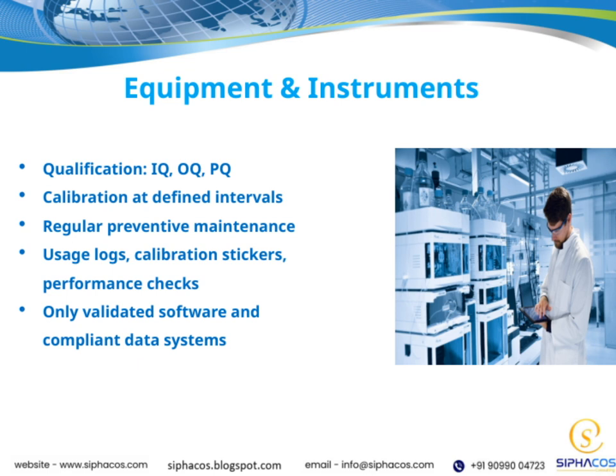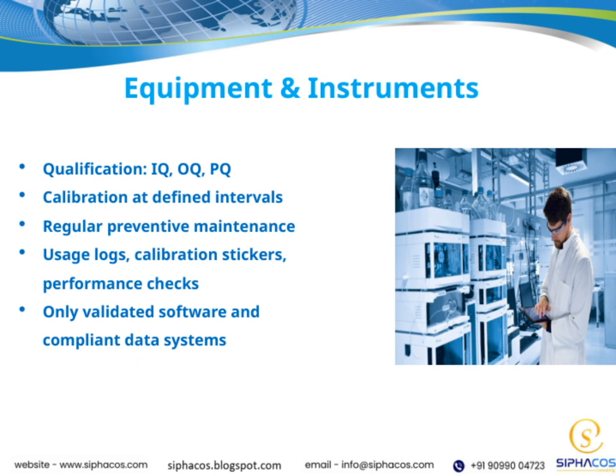Next, calibration at defined intervals is crucial. Regular calibration keeps our measurements accurate and trustworthy. Along with that, routine preventive maintenance helps prevent unexpected breakdowns and extends the lifespan of our equipment. Keeping detailed usage logs, applying calibration stickers, and performing regular performance checks all contribute to traceability and accountability. These practices ensure we can quickly identify and address any issues.